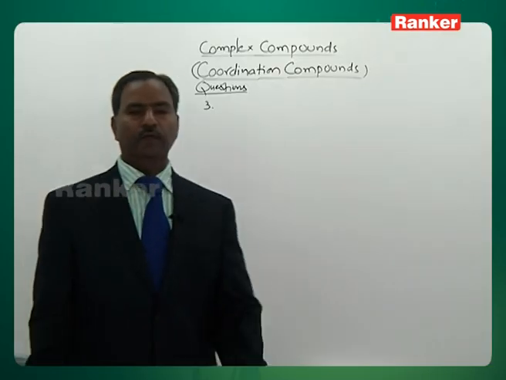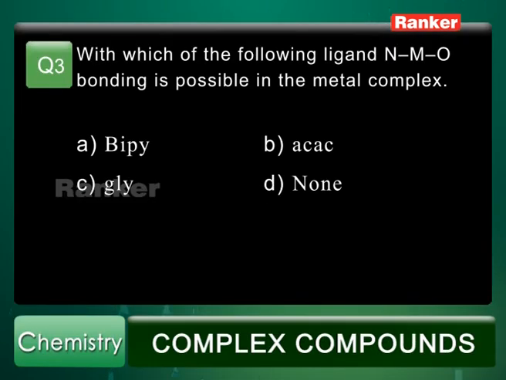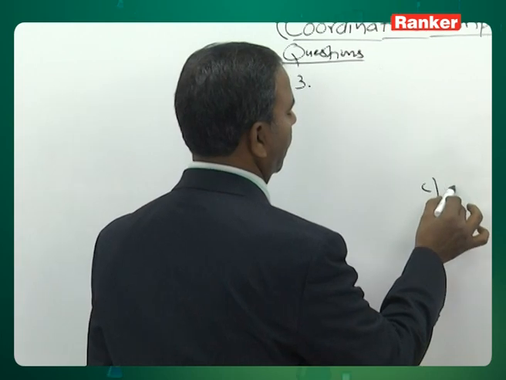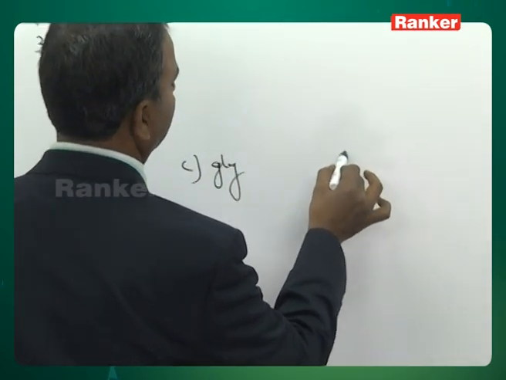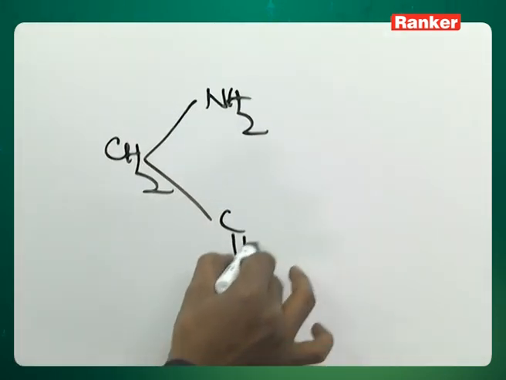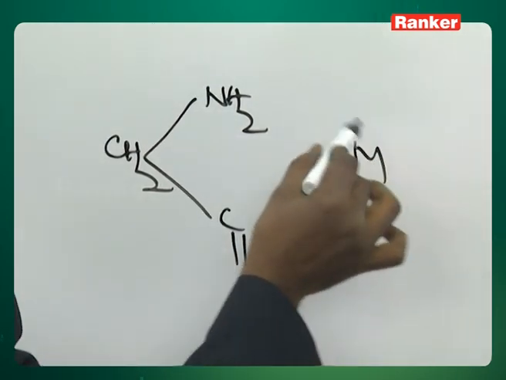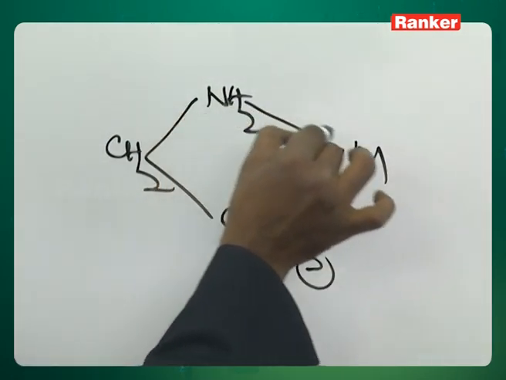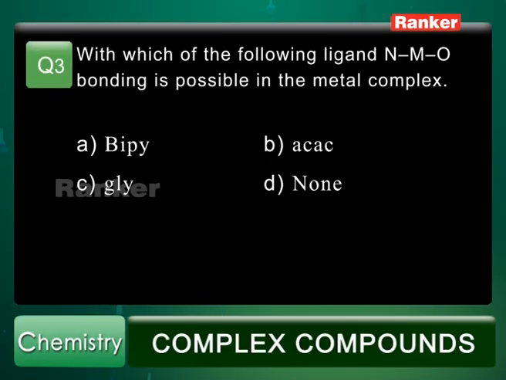Question number 3. With which of the following ligands is N-M-O bonding possible in a metal complex? See, A is bipy. Bipy is carrying NN donors, that is symmetric. Both are NN donors. Coming to B, acac, acetylacetonato, that is also an OO donor. Coming to C, glycinato. You know the structure of this particular ligand, already given to you clearly. This has NH2 and C double bond O minus. Suppose the metal is here, then N-M-O. So here the answer is C.